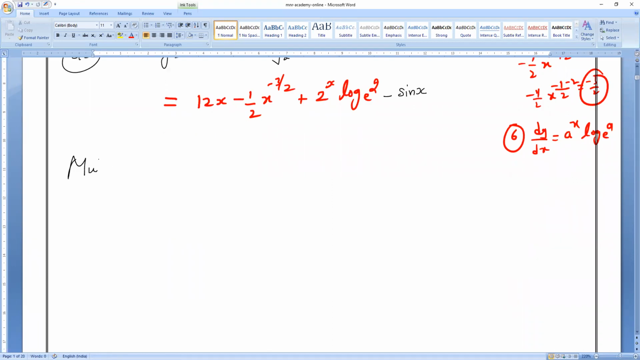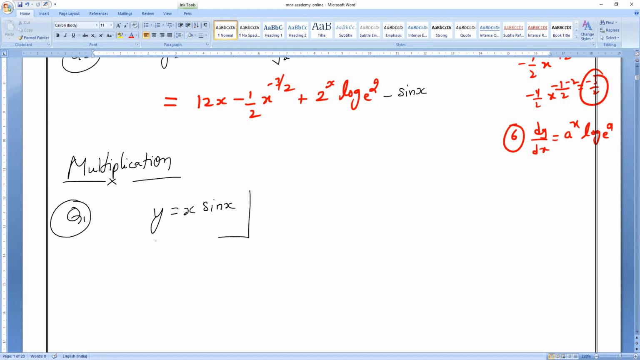Next, multiplication. Let me take question number one. y is equal to x into sin x. Be very careful. To solve multiplication, you have to follow the UV method. I am teaching a very, very important one.